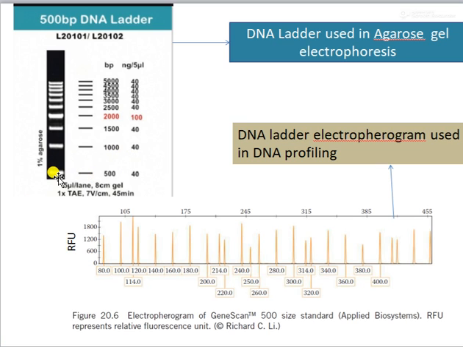Here the lowermost one is 500 base pair. This is 1000 base pair. So you have a ladder here. When you normally do your electrophoresis with your DNA sample itself, you also load your standard DNA ladder, so that you can compare and know the size of your DNA.